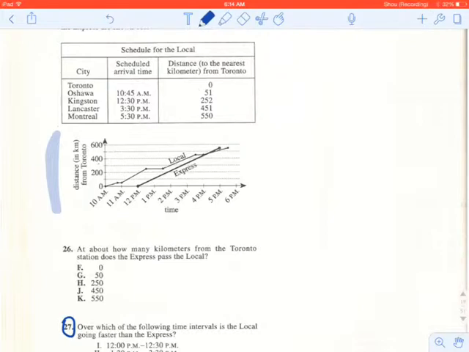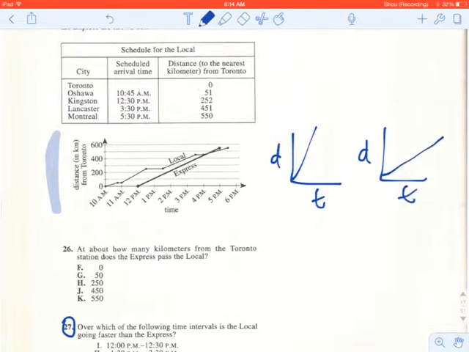So, it asks which one's going faster, and faster means that it's going to cover greater distance in less time. So if we're looking at distance and time, the one on the left here, this one, will be going faster because we cover more distance in less time. In other words, we're looking for a higher slope on this graph of the local over the express.